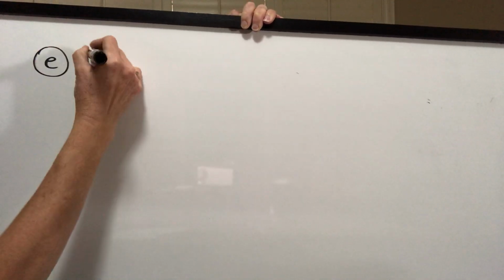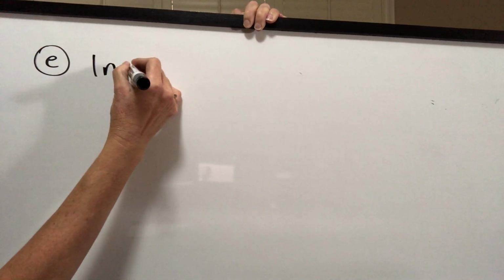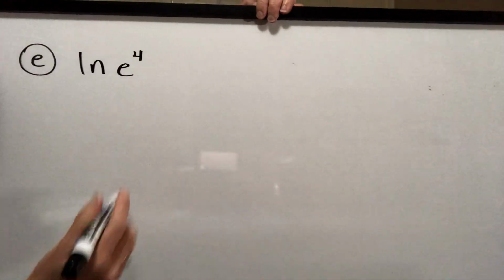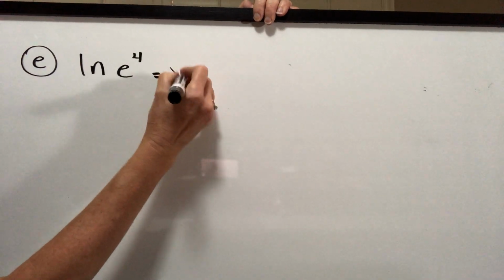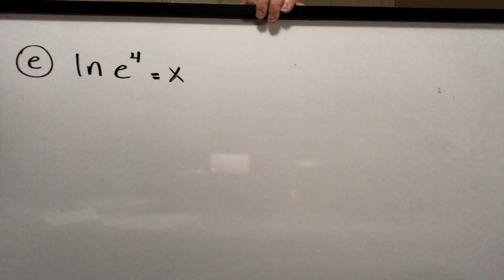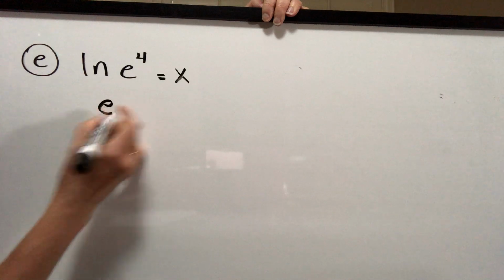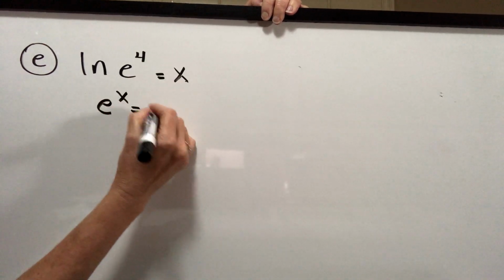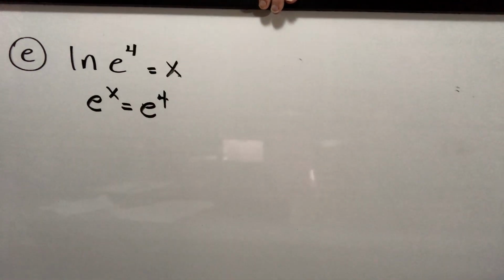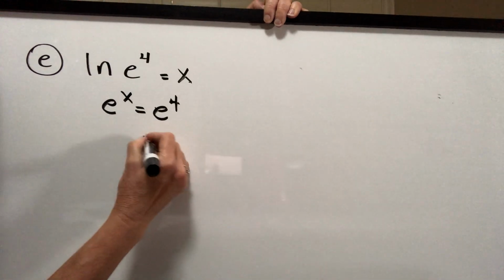For part E, we have the natural log of e to the 4th power. If you were doing this without a calculator, like you should, set it equal to x, and you'd have to remember that a natural log has a base of e. So you would say e raised to the x power would be e to the 4th. That's an easy one. Of course, x would have to be 4.